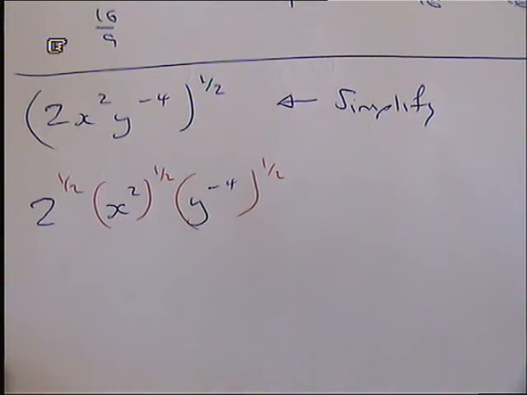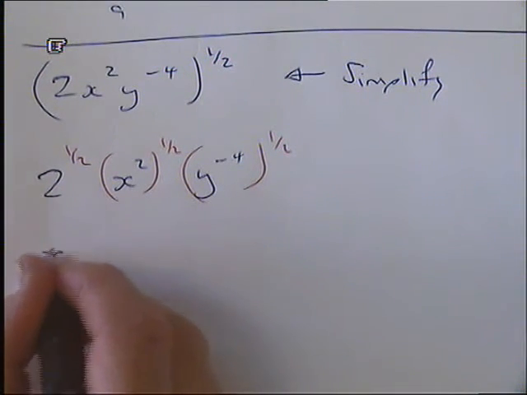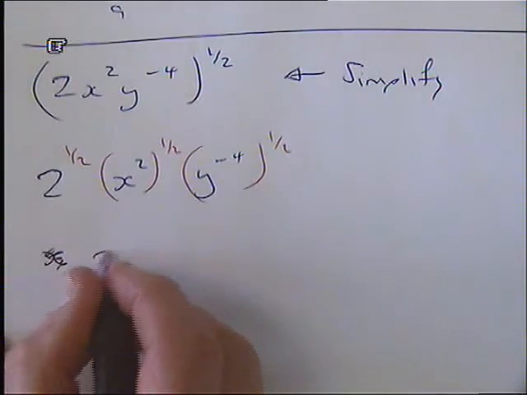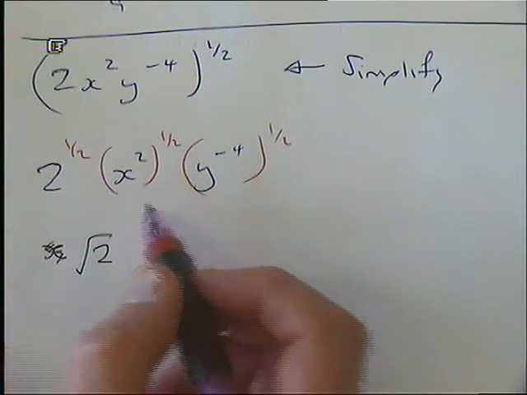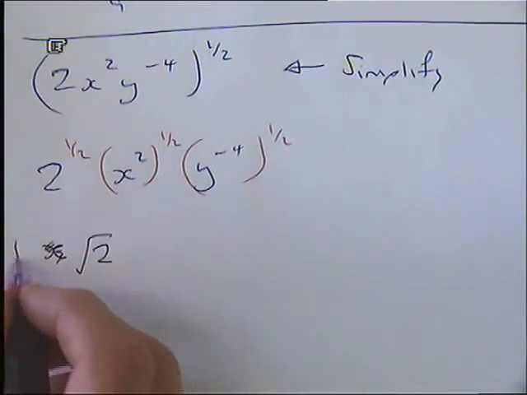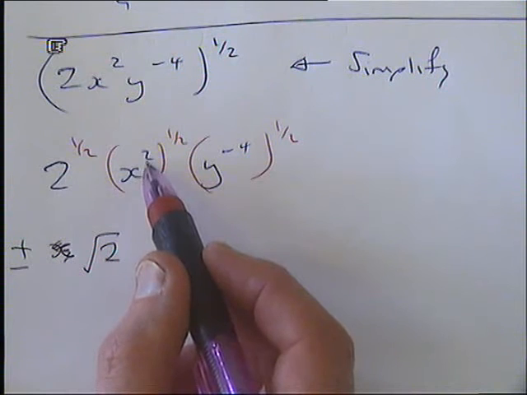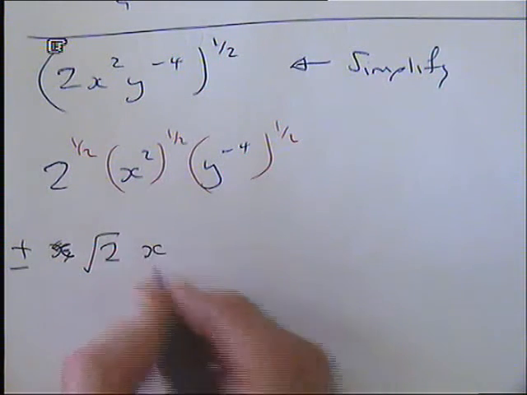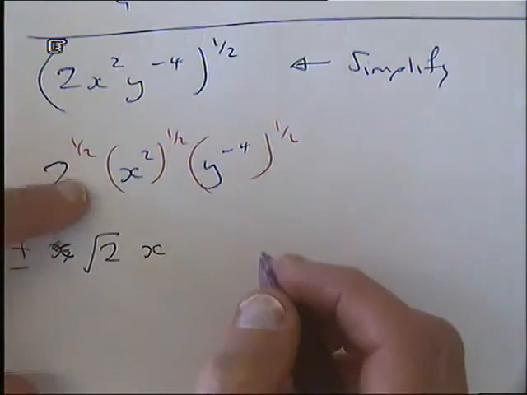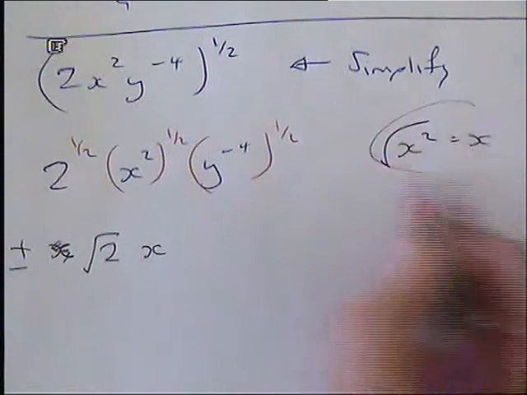Now what's the power of a half mean? Square root. So, sorry, I didn't mean to write that. 2 square rooted is the square root of 2. Yep, I will put a plus and minus in here then. Okay, thank you, that's fine. x squared, square rooted, is just x. That was that middle bit.